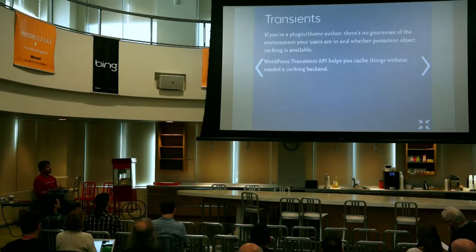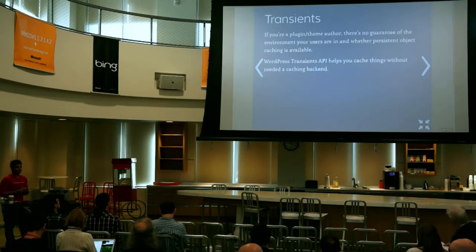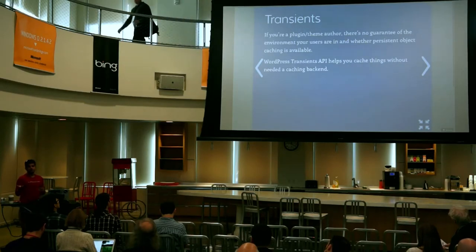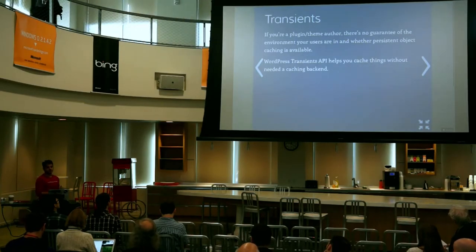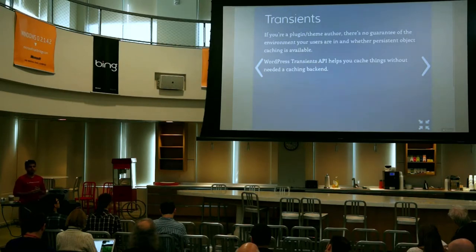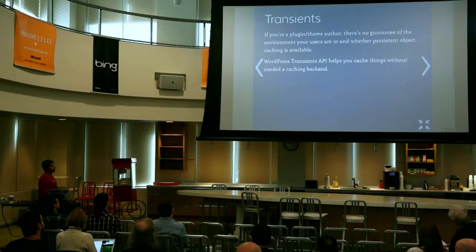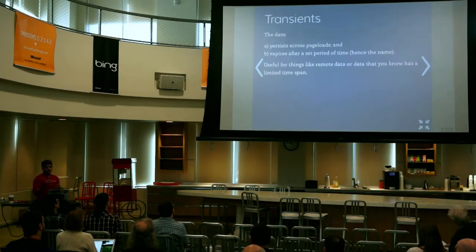If you don't have access to object caching, for example, let's say you're a plugin author or a theme author and you're distributing your stuff, you can't guarantee that your users will have some sort of persistent caching backend. You can use something called transients. It's another similar API that WordPress has for basically the use case that I described. It lets you cache things without having to rely on some sort of caching backend. The data persists across page loads and expires after a set period of time, hence the name transient. It's useful for things like remote data, or data that you know has a limited time span.